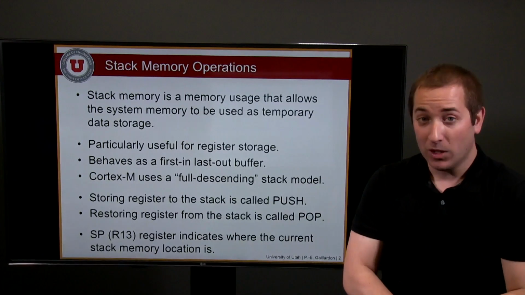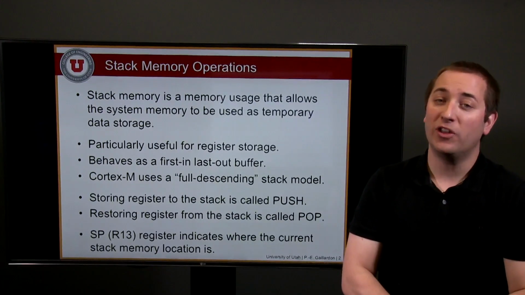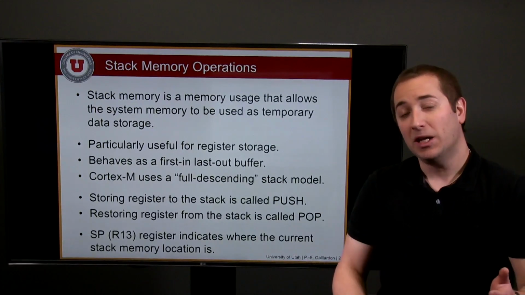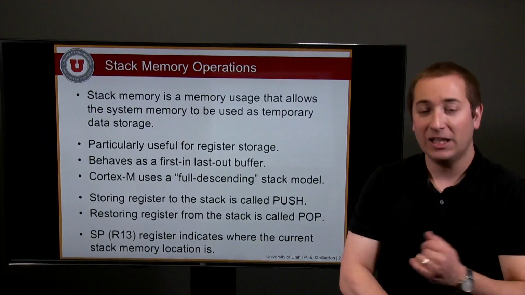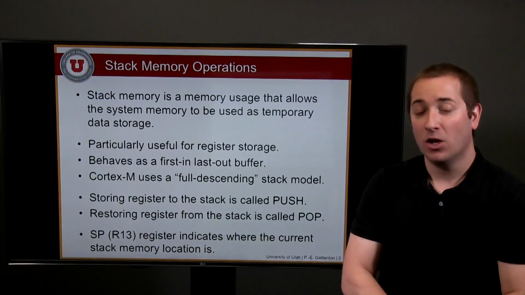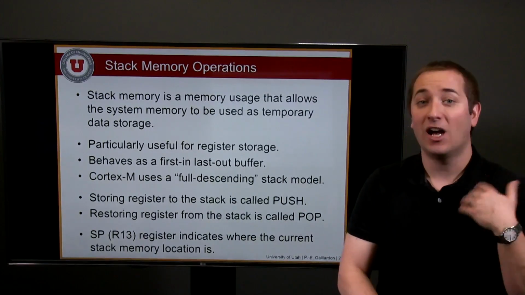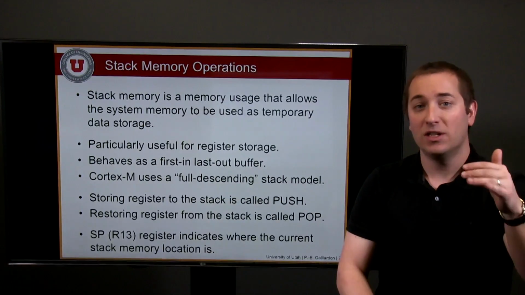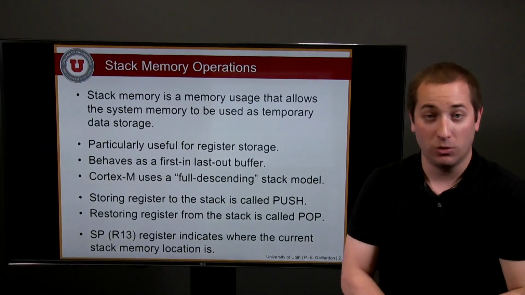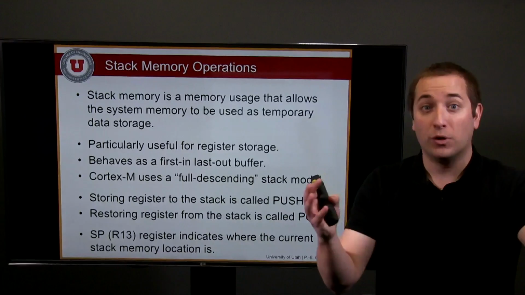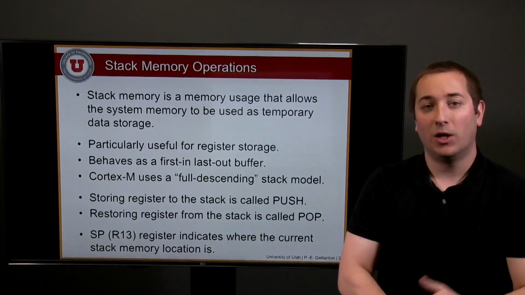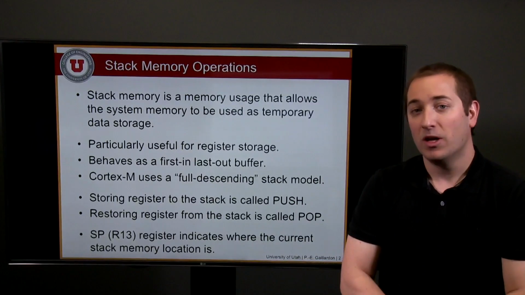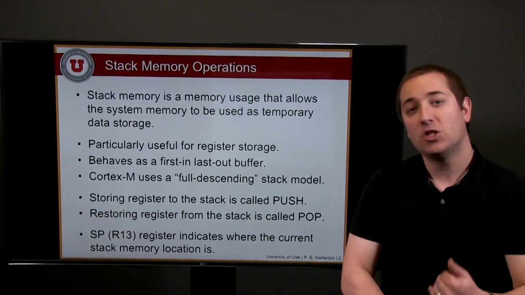The Cortex-M is using the concept of a full descending stack model. What does that mean? It means that you start storing or stacking data into your memory stack from the memory address that is the highest, and then you keep going down in your memory organization. So you'll start at address, for instance, 100, and then the next time you will write at address 96, and so on and so forth.